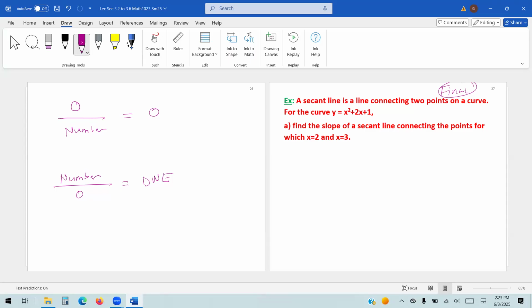Okay, so here it says a secant line is a line connecting 2 points on a curve. So first they are giving you information. A secant line. What's a secant line? It's a line that connects 2 points on a curve. For example, let's say you have a curve, something like this. Now a secant line is a line that goes through any 2 points of the curve. This is a secant line.